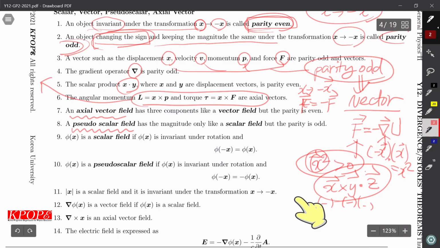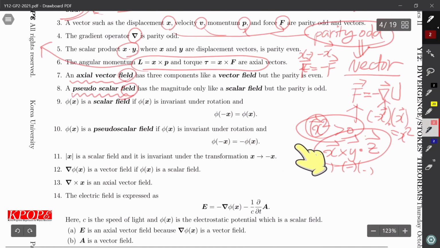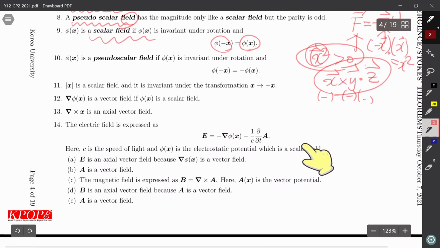The difference between just a simple vector and a vector field is that a field is a function of position all over space. A scalar field is the same, invariant, when you substitute a vector with a minus vector. For a pseudo-scalar, if we substitute a vector with a minus vector, we end up with the result having a negative sign, so it is a pseudo-scalar. So the absolute value of x is a scalar.